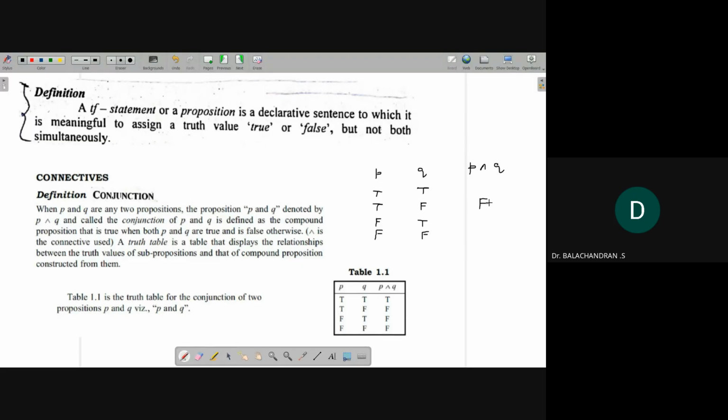This is 'and'. And means both of them should be true. If both of them are true, then only it is true. For all other cases, it is false.